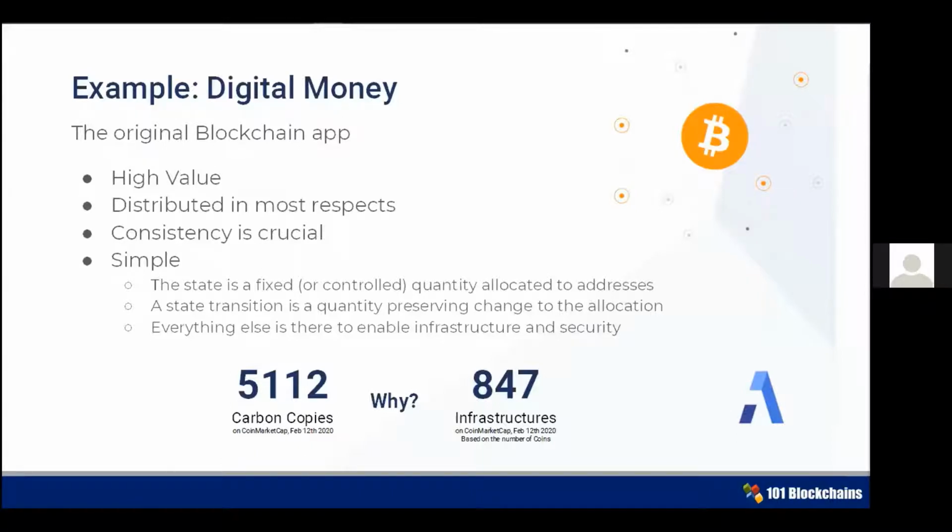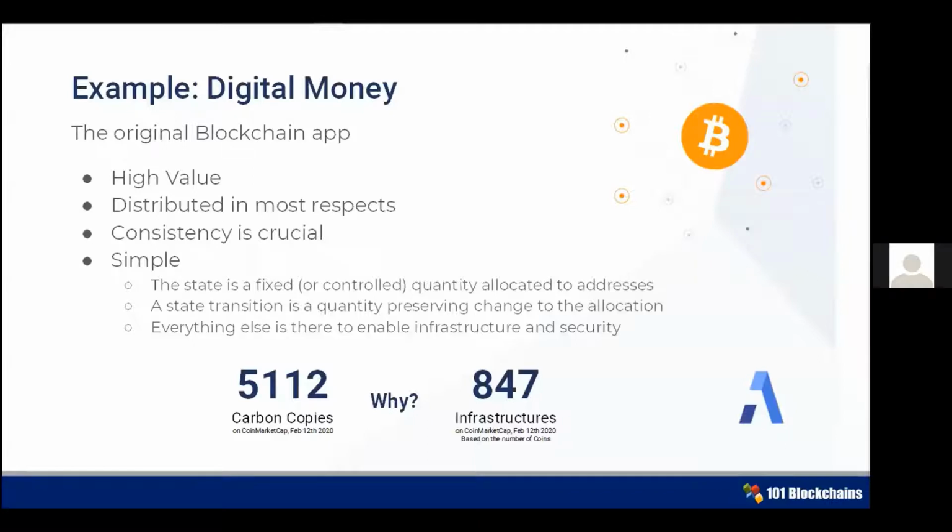Money has all the properties of distribution that we just discussed. Bitcoin may be lacking the privacy, but that's an implementation problem. Money has privacy. Consistency, the main property blockchain gave us, is crucial. We all know how expensive forgery and fraud are in the real world. And it's a very simple application.